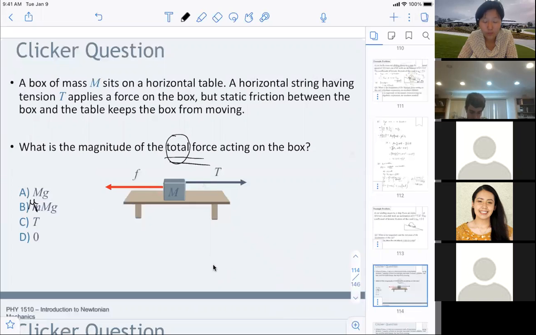All right, 10 more seconds. If you haven't voted already, please do so. All right, any more thoughts, more votes? Okay, let me go ahead and stop it.